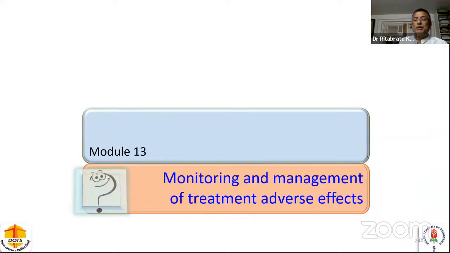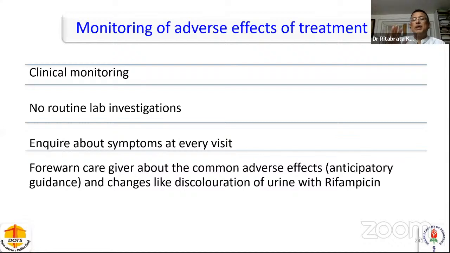So another very important thing: how do you monitor and manage the adverse effects in case of TB? As I've told you, there are 3 types of monitoring. We do clinical monitoring, which is very important in case of adverse effects. We usually don't do any routine laboratory test to pick up any adverse effects. We inquire about the symptoms at every visit, and we should teach the parents how to detect the common adverse effects seen.